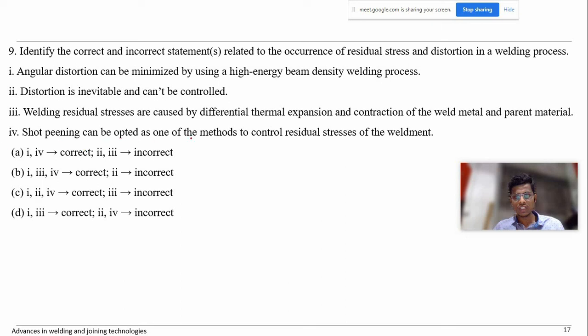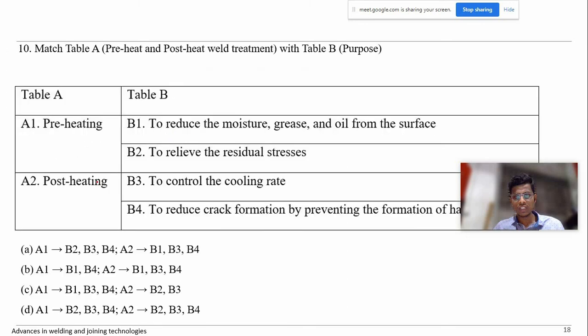And shot peening can be opted as one of the methods to control the residual stress. Because of shot peening or other processes, we can locally implement compressive stresses. Shot peening induces compressive residual stresses, and rolling also induces compressive residual stresses. Because of that, residual stresses can be reduced. So 9B is the answer, because the second is the wrong option.